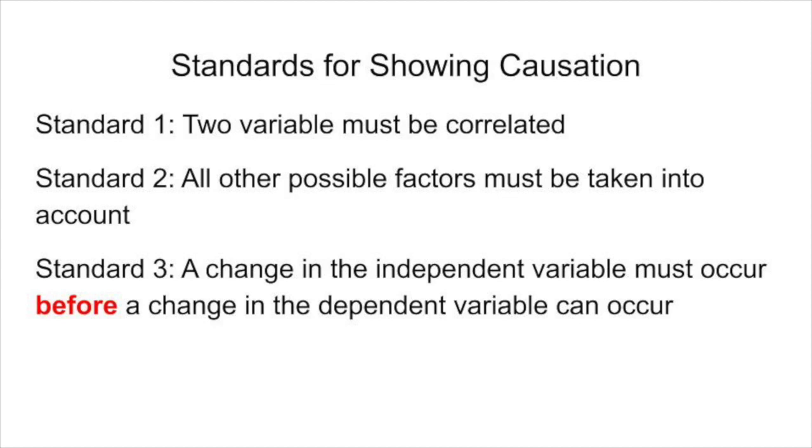So for standards for showing causation, standard 1 would be 2 variables must be correlated. There has to be correlation. Standard 2, all other possible factors must be taken into account. In standard 3, a change in the independent variable must occur before a change in the dependent variable can occur. What that really is saying is this: the effect cannot happen before the cause.